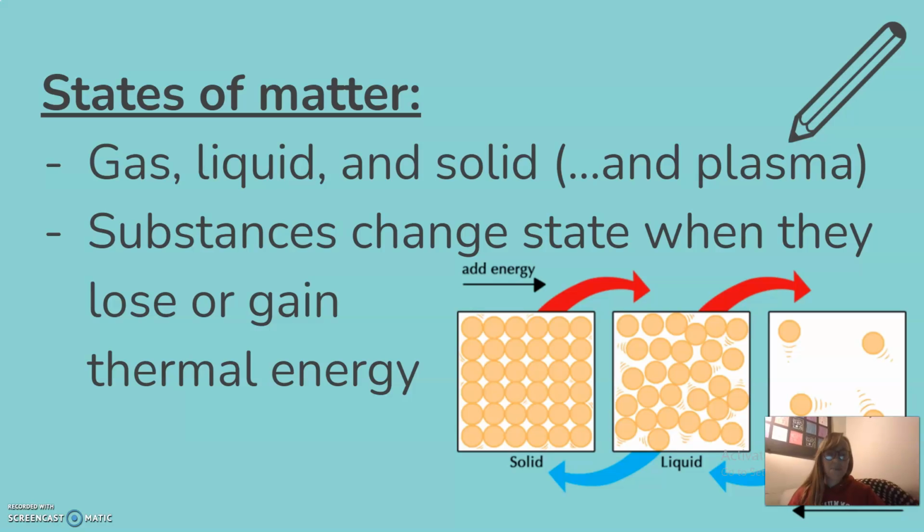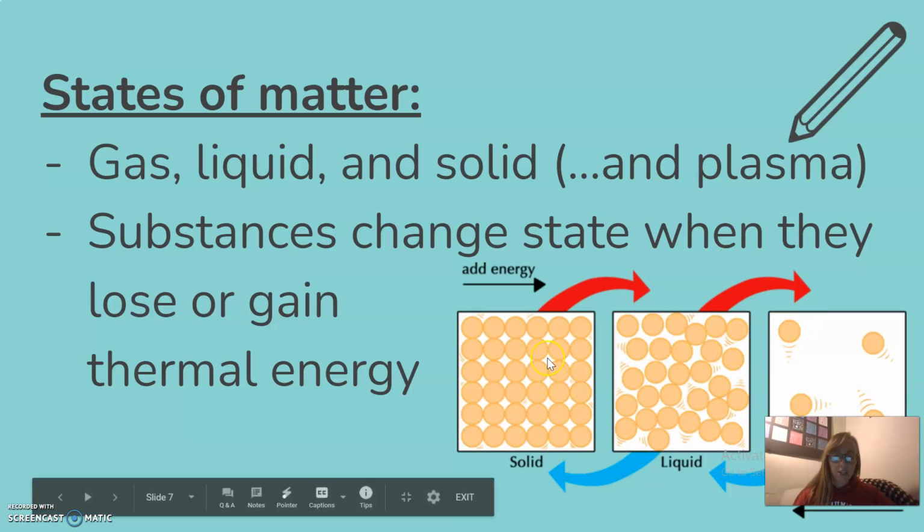Okay, some notes on states of matter. So states of matter are gas, liquid, and solid. And then there's also plasma, but we're not really going to talk about plasma because it is the rarest state of matter, at least of what we see on Earth. An important thing to know about states of matter is that substances will change state when they lose or gain thermal energy. So this is when we're connecting it back to the thermal energy stuff that we've talked about so far this week. So take a look at this diagram.